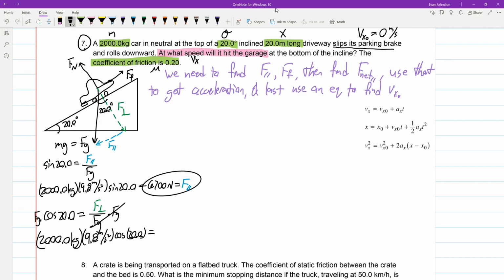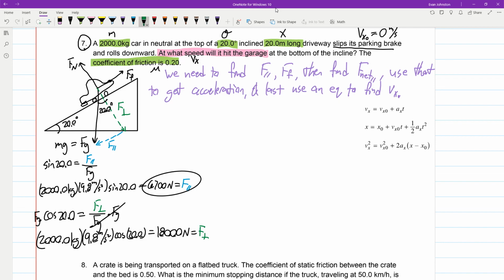Okay, like 1,800. So I'm going to just round it to 2 sig figs because gravity has 2 in it. So 1,800. Wait, that's not right. No, it's 18,000. Extra 0, that's kind of a big deal. Newtons. That is our force perpendicular.